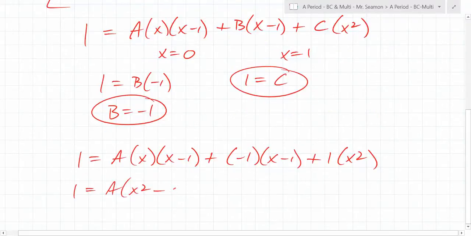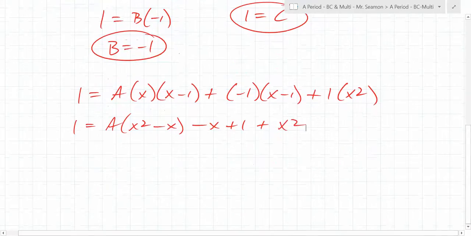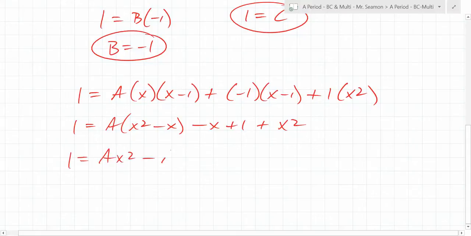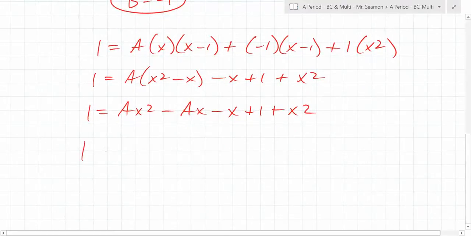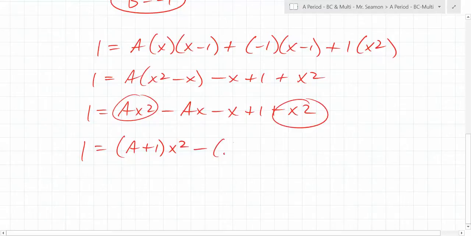A times x squared minus x, minus x plus 1, plus x squared. What do we need to combine? Like terms. Equals, how many x squareds do we have? A plus 1 x squared, right? That takes care of that one and that one. Minus A plus 1 x plus 1. Does it work? Yes, it does work. In both cases, this A must be negative 1, right?